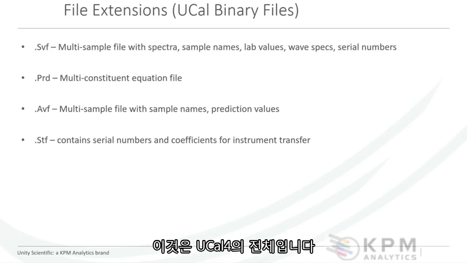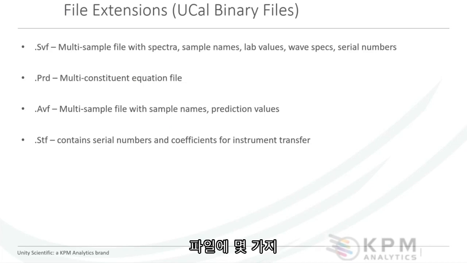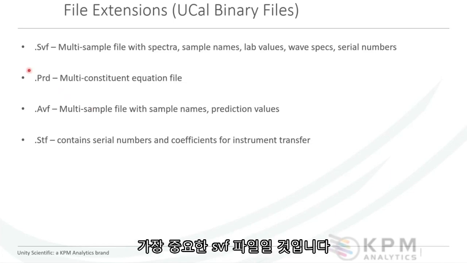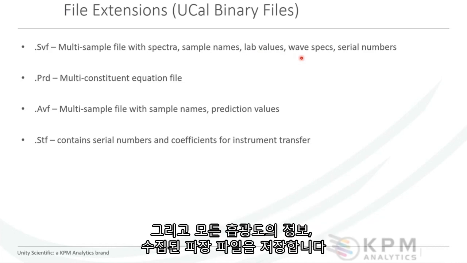This is important for UCAL. I think you'll pick it up very quickly, but we've got a couple of file types, and the extensions on the file describe exactly what the function is and what is included in the file type. The first and probably most important is the SDF file. This is multi-sample. There can be many samples in this file, and the file contains spectra, things like sample names, date, time, comments, lab values or reference values, and all of the absorbance information per wavelength that was collected when the sample was scanned on the instrument.